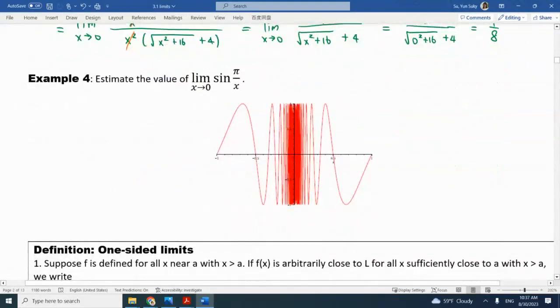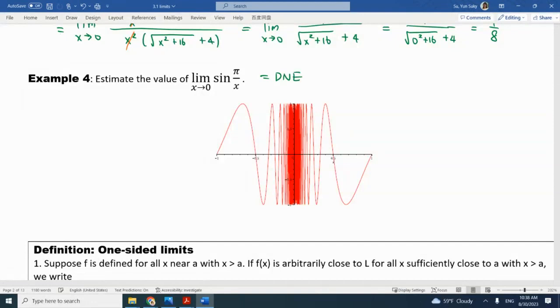Estimate the value of sine pi over x when x goes to 0. Given the picture, you see that when it's getting close to 0, it oscillates faster and faster. Everybody? In this case, I would say the limit does not exist, because you don't have a number that you're getting close to. It's actually an interval. Sine and cosine oscillate between -1 and 1, so you get a range, and you're not getting close to a specific number. So in this case, the limit does not exist.